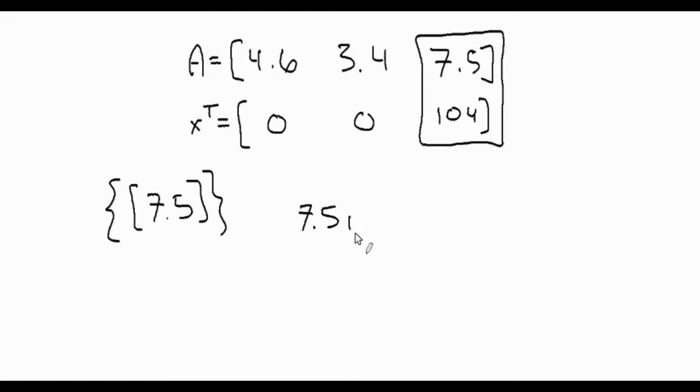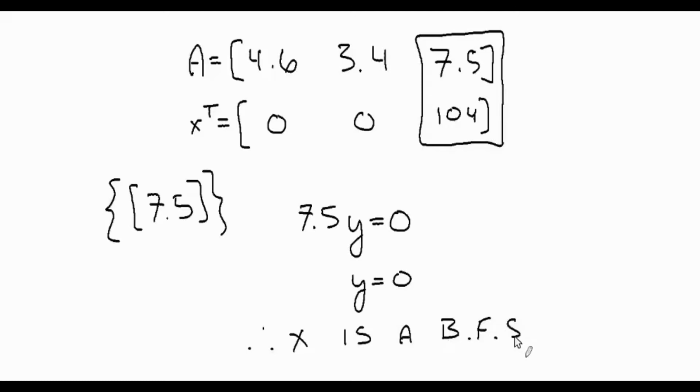We'll create some new variable, call it y, equal to 0. What's the solution to this? Well, the solution is only y equals 0. The only solution to that is y equals 0. Therefore, the set of vectors in here is linearly independent. The set of vectors that correspond to columns of A that correspond to non-zero elements of X is linearly independent. And therefore, X is a basic feasible solution.